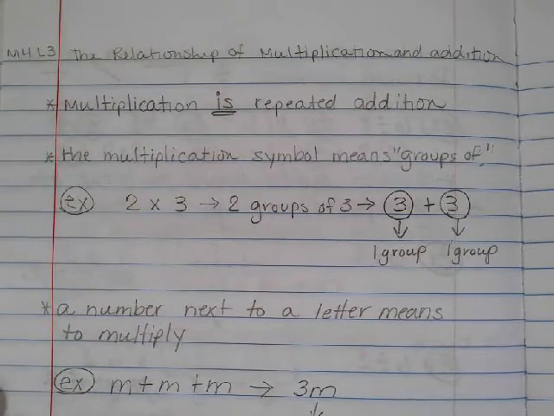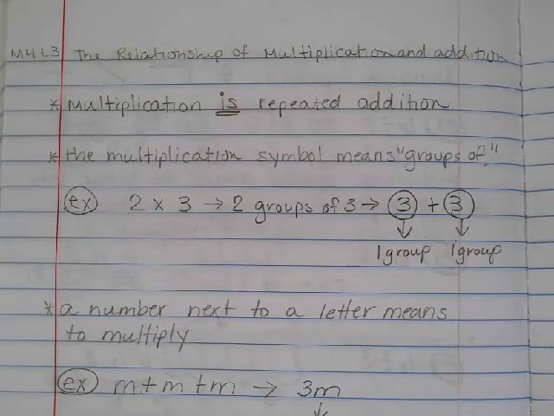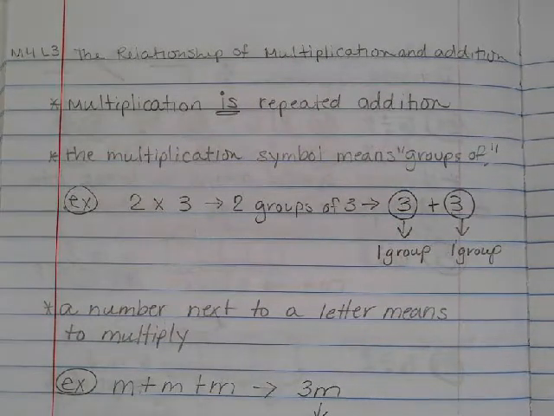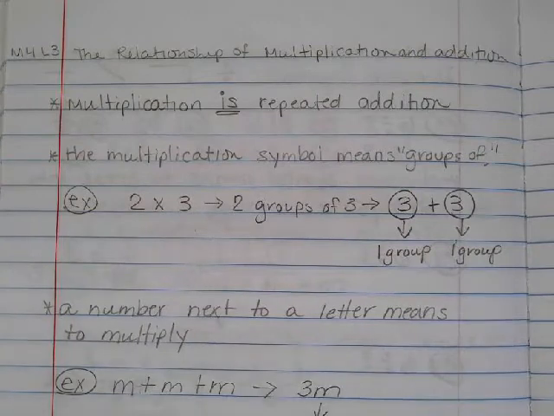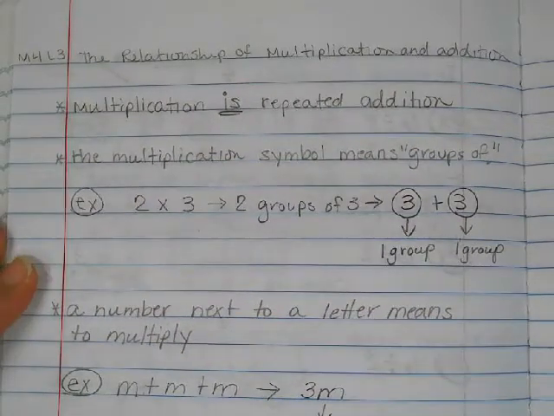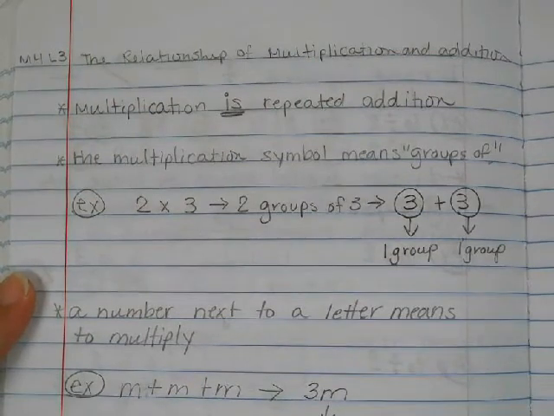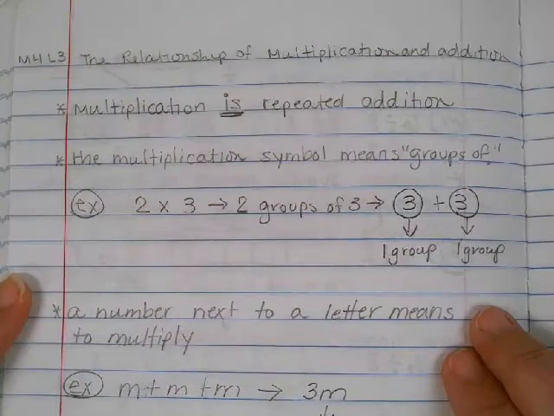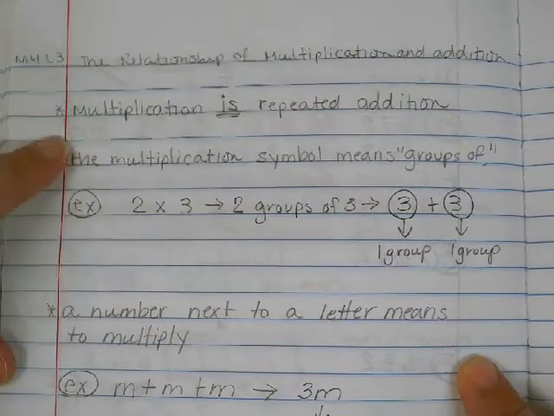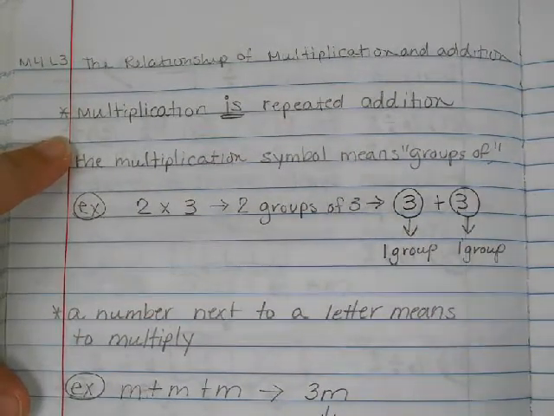Today's lesson is Module 4, Lesson 3, the relationship of multiplication and addition. In today's notes, we're going to just review a few things that we talked about yesterday and then actually give a name to some identities that we've been working with over the past 2 days. So the first thing that I want to remind you of is remember that multiplication is just repeated addition.